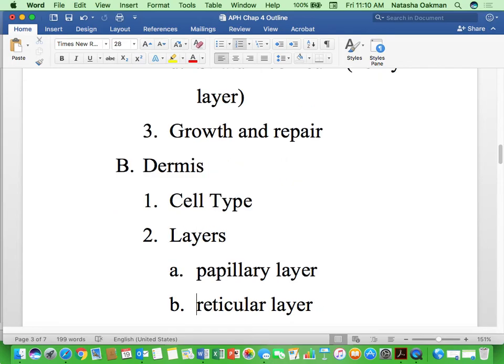The other layer of the dermis, the inner layer, the deepest skin layer, is the reticular layer. It has connective tissue, blood vessels, sweat and oil glands. There are deep pressure receptors here.